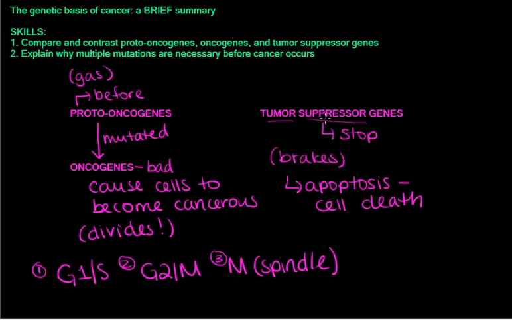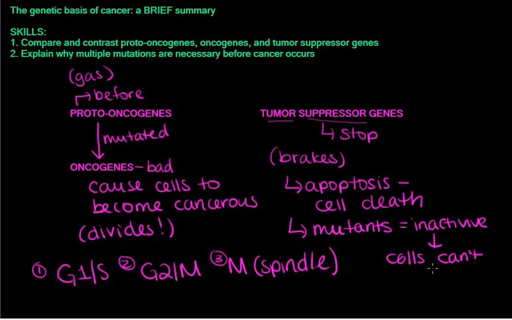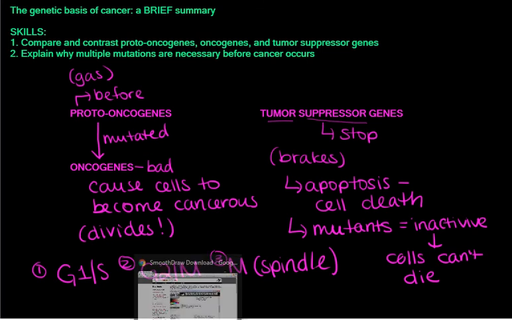So if the tumor suppressor genes get mutated, they become inactive. So, as you can imagine, if the thing that causes cell death becomes inactivated, then it's going to cause cancer. So you actually need a combination of mutations from tumor suppressor genes and proto-oncogenes before you can actually get cancer. So mutants are inactive, and then that means the cells can't die. Cells can't die, and that's what cancer is. So they're just going to divide rapidly. Okay, and that's it.